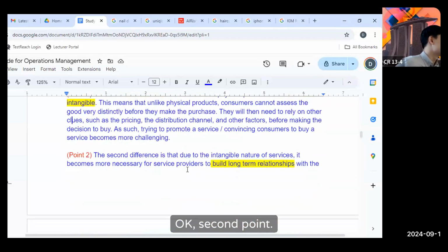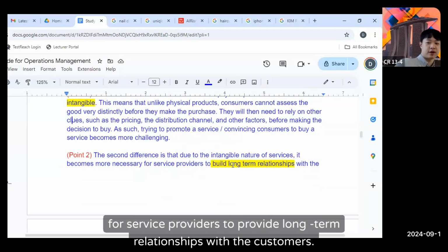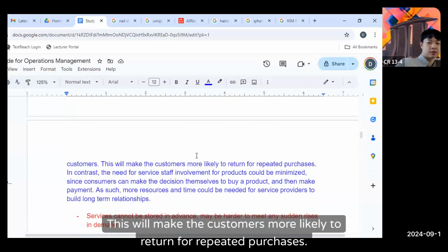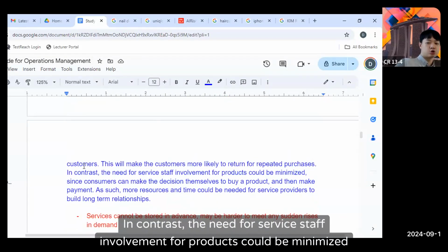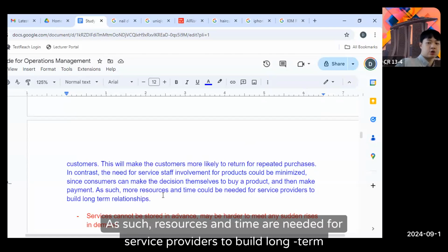Second point. The second difference is that due to the intangible nature, it becomes more necessary for service providers to build long-term relationships with the customers. This will make the customers more likely to return for repeated purchases. In contrast, the need for service staff involvement for products could be minimized since the consumers can make the decision themselves. As such, resources and time are needed for service providers to build long-term relationships.